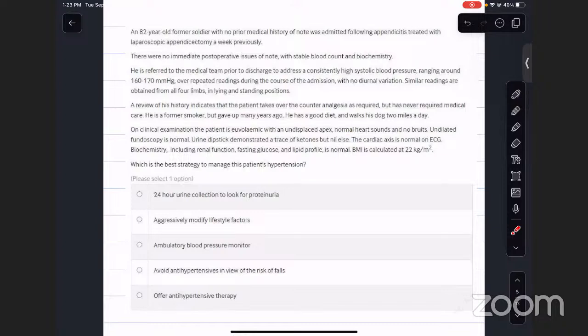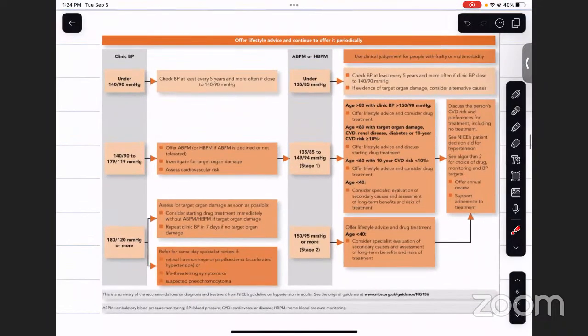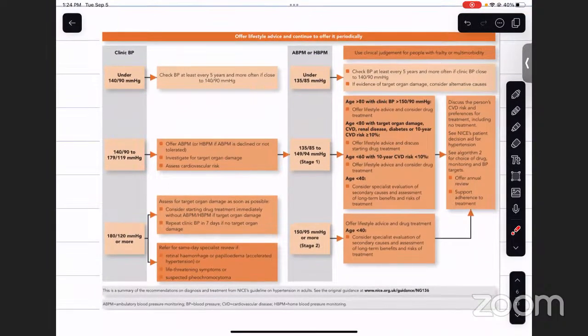Okay, no papilledema, urine dipstick trace of ketones but nothing else. Also, ECG is normal, and other baseline investigations are normal. So, which is the best strategy to manage this patient's hypertension? So, to diagnose hypertension, we must know the NICE guideline. Okay, here is the NICE guideline for diagnosis of hypertension.